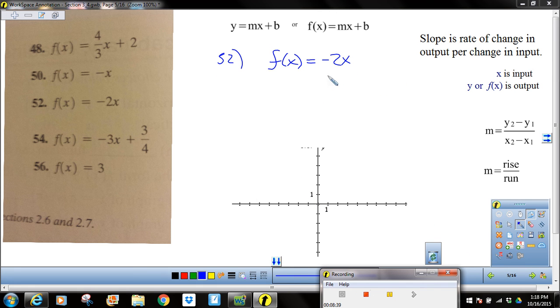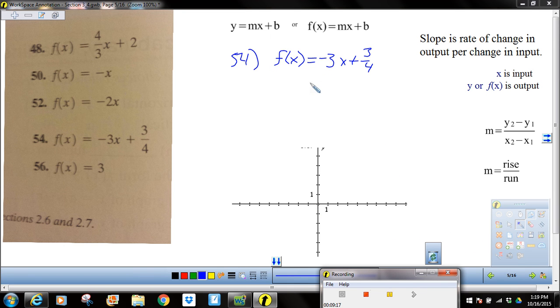52 is similar to 50. The slope is -2. The y-intercept is 0. So I'm going to begin at 0. And since the slope is -2, I will go down 2 every time I go over 1. So down 2. Down another 2. So I can draw a straight line through those. And there's a graph.